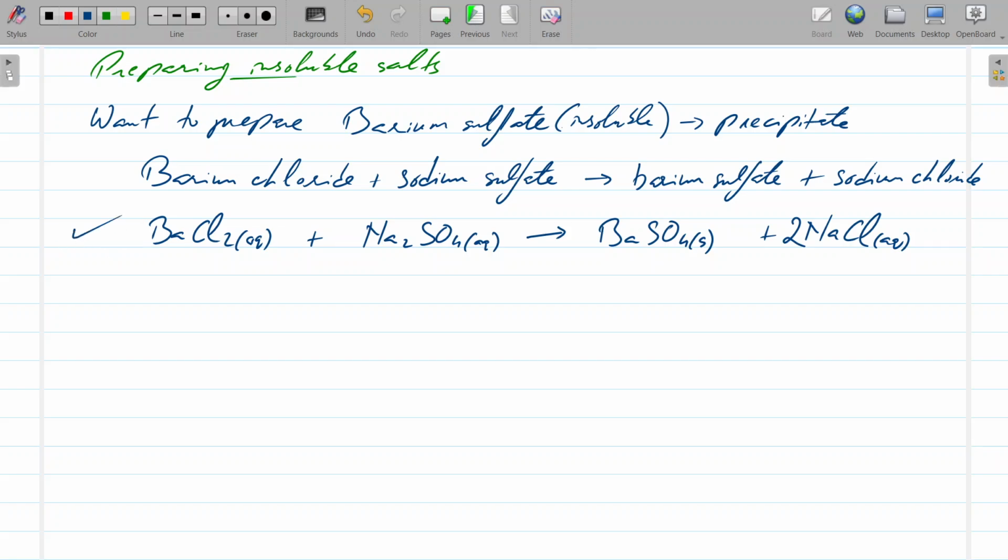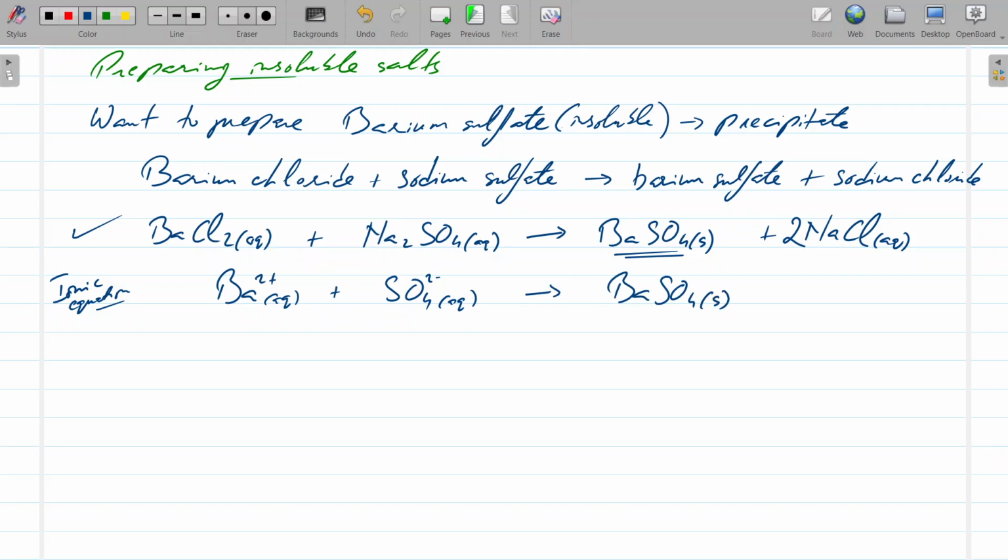So this is the salt of interest. Now the ionic equation for this, as we talked about yesterday, depends on what reaction is happening, so it's different every time. For the salt of interest, you have the barium ion reacting with the sulfate ion to give you barium sulfate. That is the ionic equation.